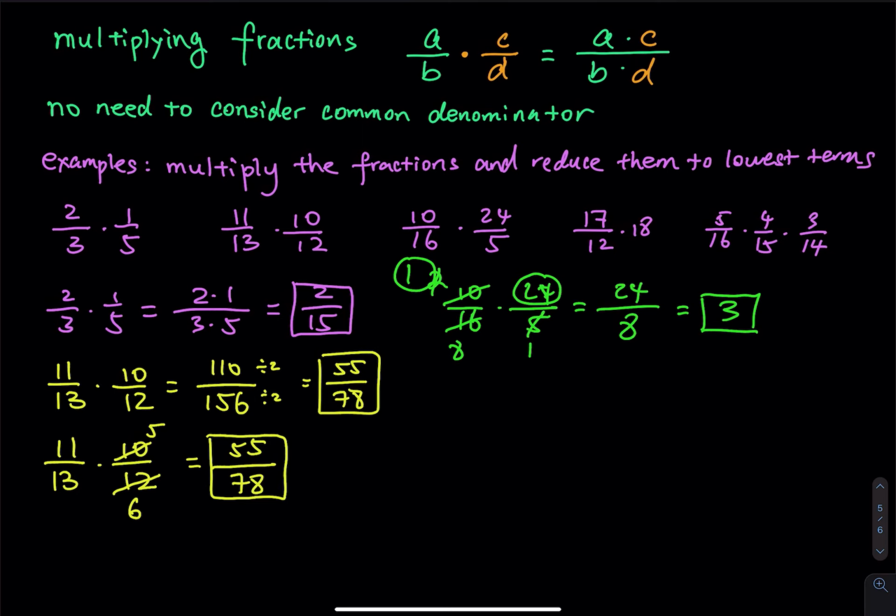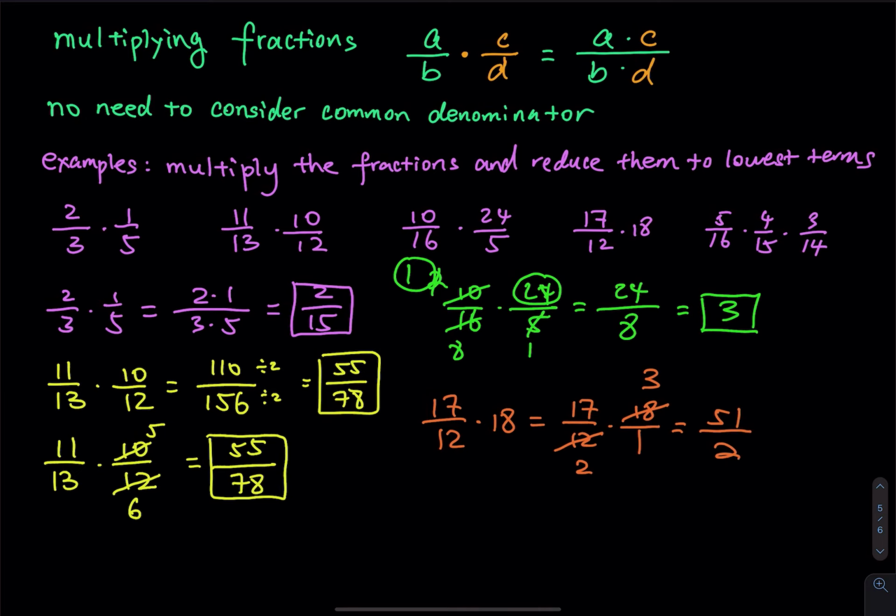And then moving on to number 4, we have 17 over 12 times 18. 18 can be expressed as a fraction. So 17 over 12 times 18 over 1. 18 divided by 1 is 18, right? Okay, 17 and 12, I don't see a way to reduce them, but the 12 and 18, I can divide the top and bottom by 6. So 12 divided by 6 is 2. 18 divided by 6 is 3. That's it. 17 times 3 is 51 over 2 times 1, which is 2.